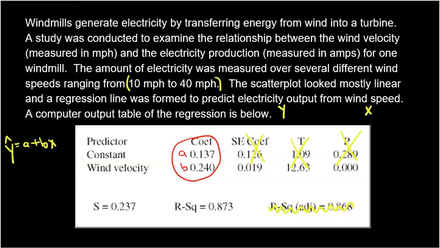All right, so all we have to do now is actually write the equation. So that's going to be y hat equals 0.137 plus 0.24 times x. Now, oftentimes you will be asked to define the variables. The variables are x and y hat. So the 0.137 and the 0.24 are coefficients, right? That's the slope and the y-intercept. Those are not variables. They're now numbers that represent something for this problem. The variables are x, wind speed, and y hat, the predicted electricity output in amps.